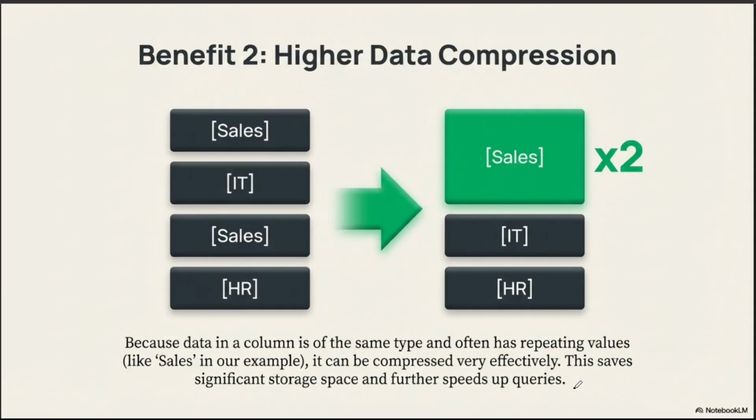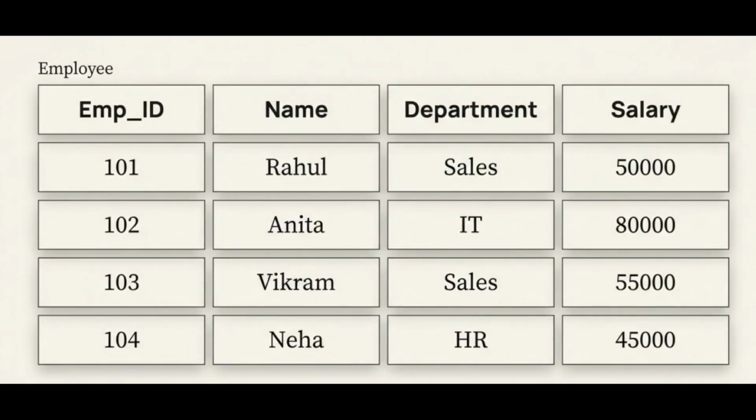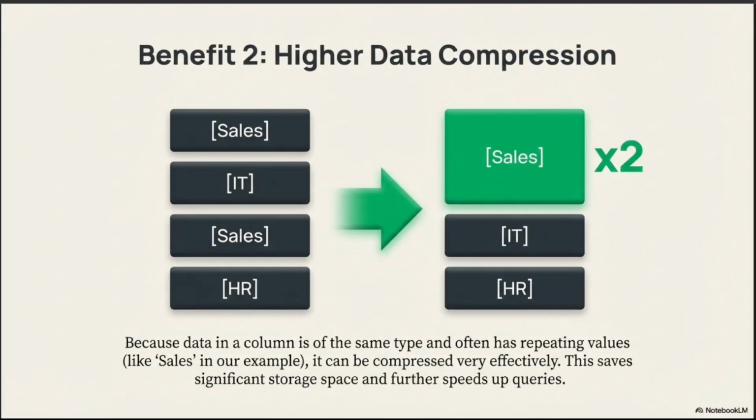Secondly is compression. Now remember this particular table where we said to make a note that employees 101 and 103 both belong to sales. Now notice that sales occurs twice here. Instead of storing sales 2 times, we will store it once, which is a compressed way of storing data. And we will also note the number of times we are storing sales.